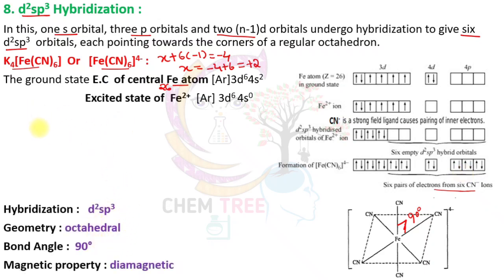But in the case of K3[Fe(CN)6], potassium ferricyanide, the hybridization is d2sp3. The geometry is also octahedral. The bond angle is 90 degrees, but the magnetic nature becomes paramagnetic.